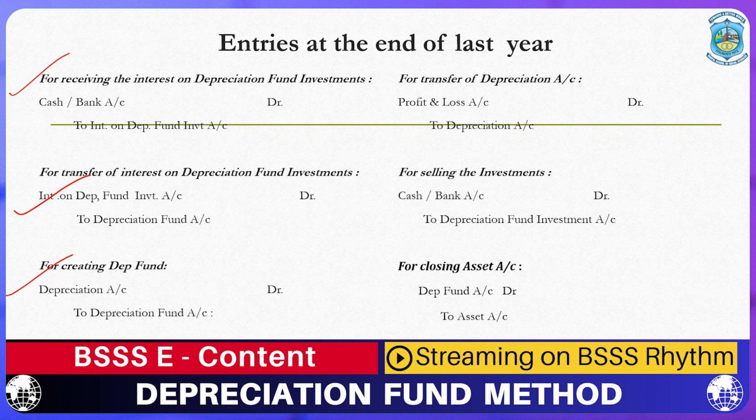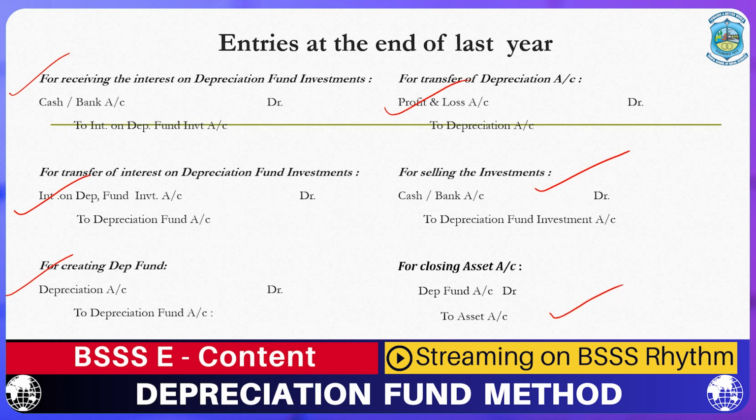In the last year also, we are creating the fund. Entry, depreciation account debit to depreciation fund account. Transferring the amount of depreciation to profit and loss. Entry, profit and loss account debit to depreciation. As I have mentioned, in the last year, the investment will be sold. And when the investment is sold, entry will be cash account debit to depreciation fund investment account.